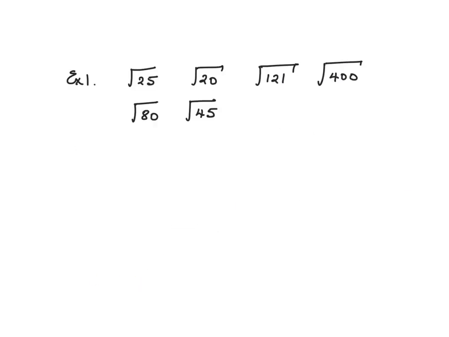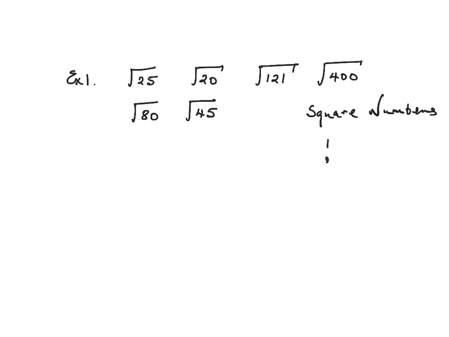So example 1, what we want to do here is identify which of the numbers shown are surds and which are not. So which ones can we simplify and which ones can we not simplify? When I say simplify, we want to end up with a whole number answer. Now, perhaps the first thing to do is to write down a list of the square numbers.